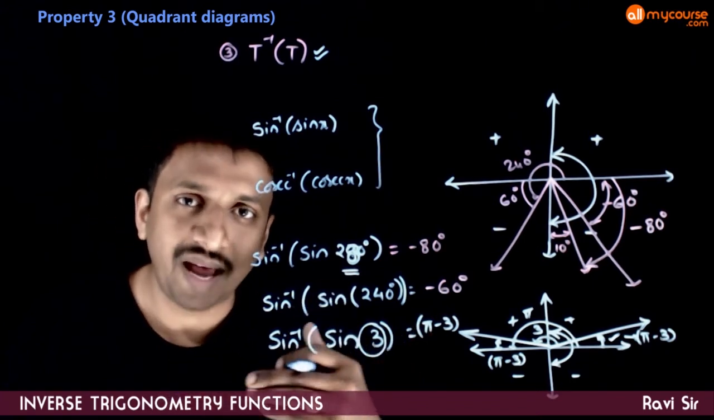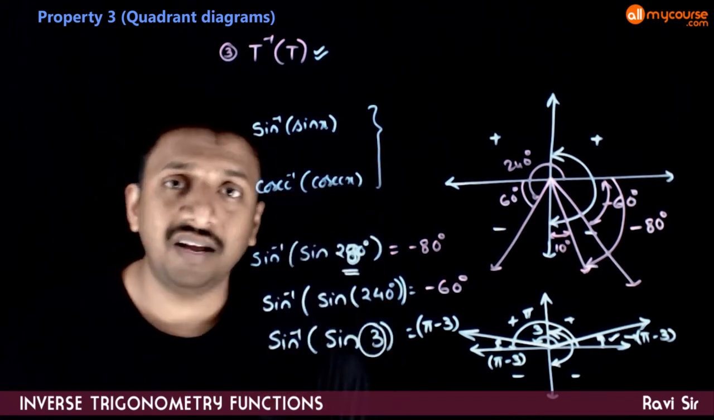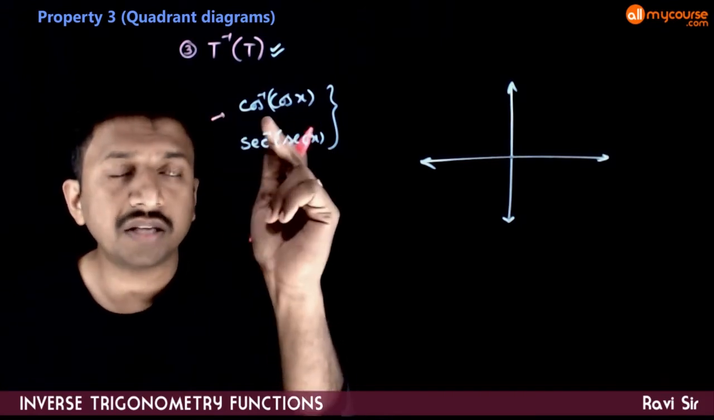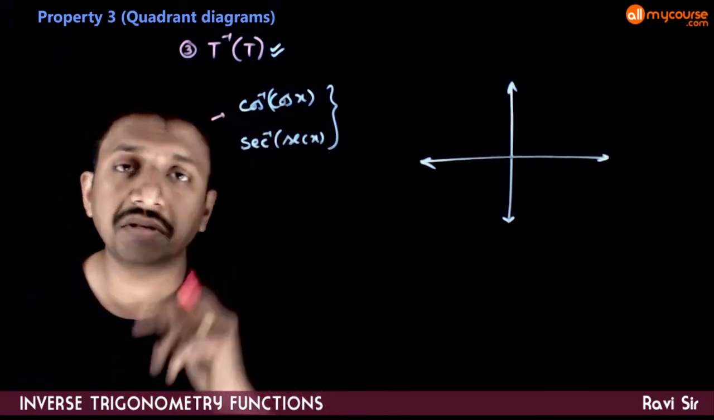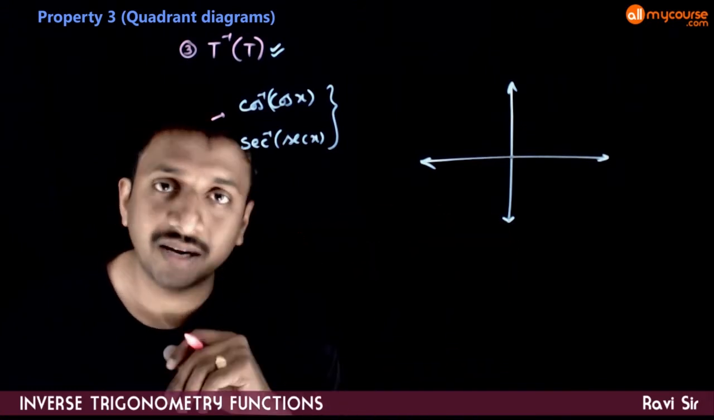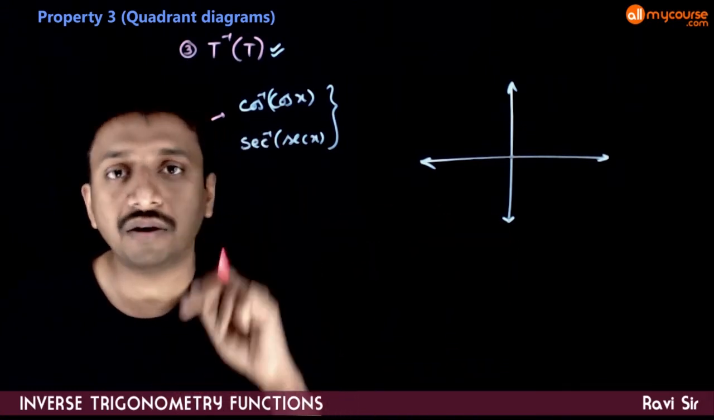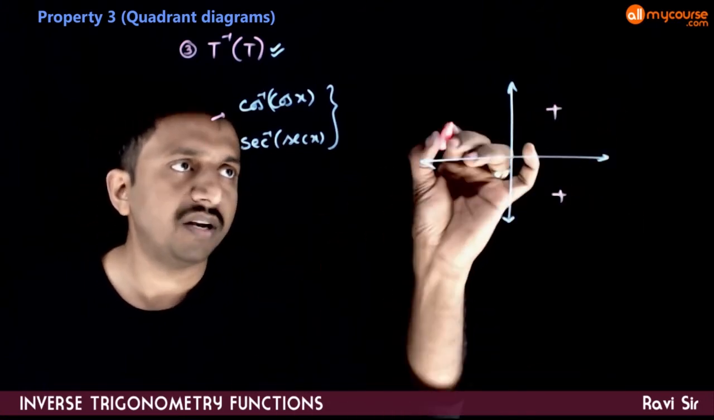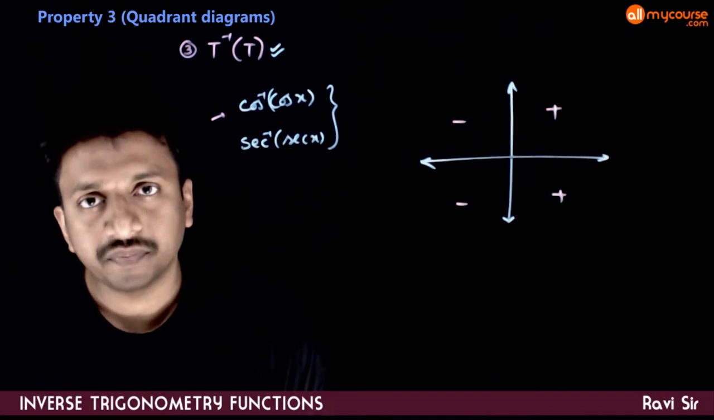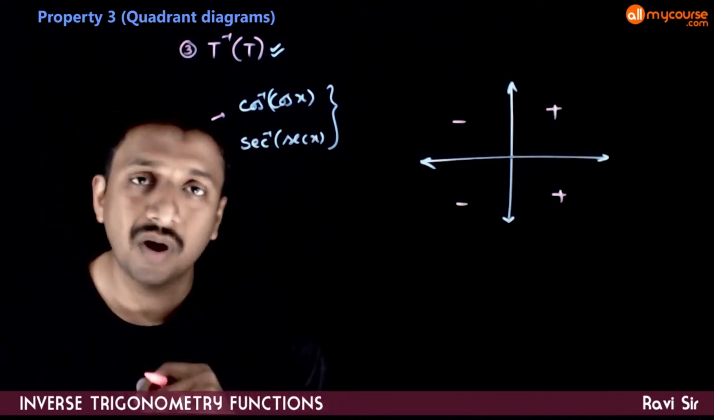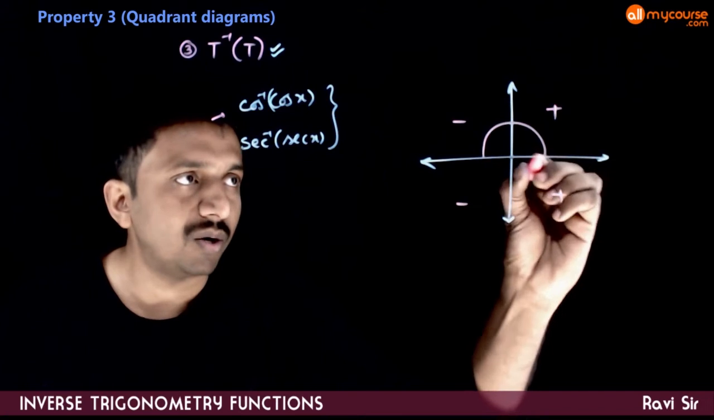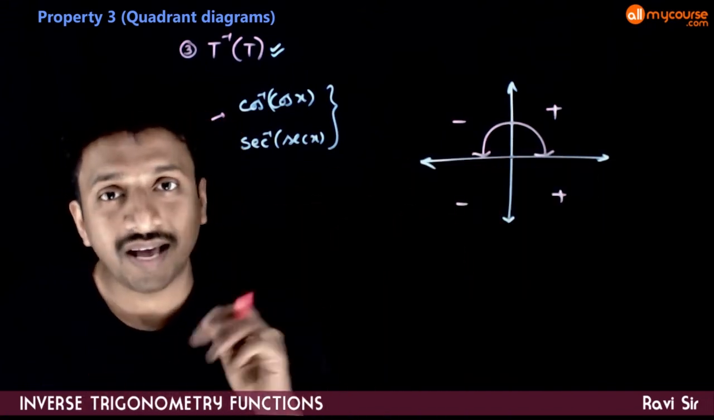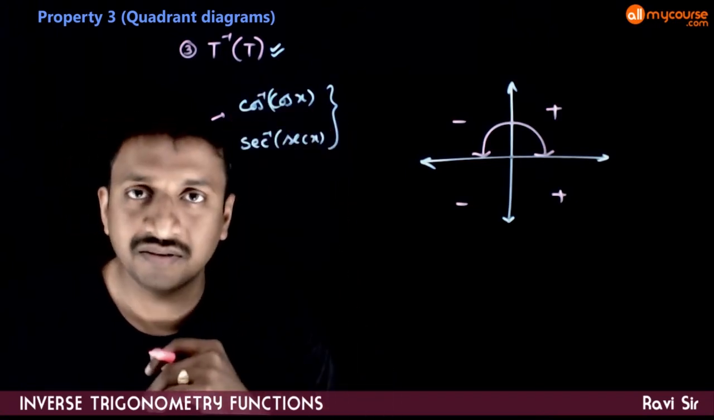Now let us go and see the quadrant diagrams for other inverse trigonometric ratios. Next, corresponding to cos inverse of cos x and secant inverse of secant x, the quadrant diagram looks like this. So what are the signs of cos in the quadrants? Cos is positive here, negative here, negative here. And what is the range of cos inverse and secant inverse? 0 to pi. So this is the quadrant diagram for cos inverse and secant inverse.